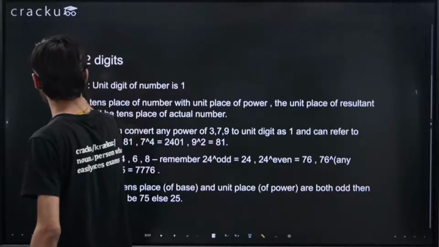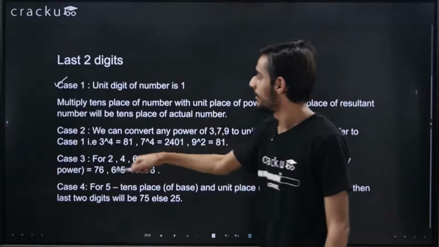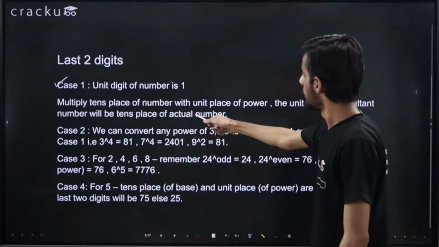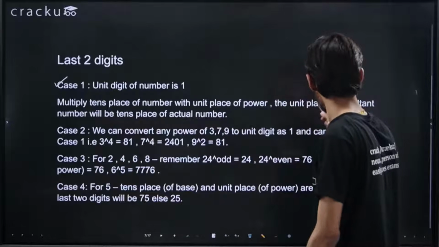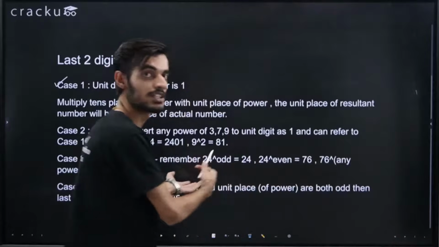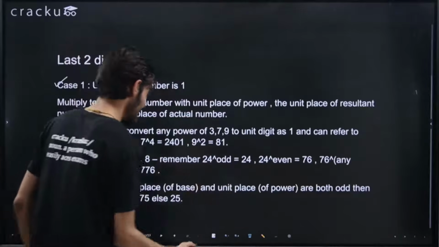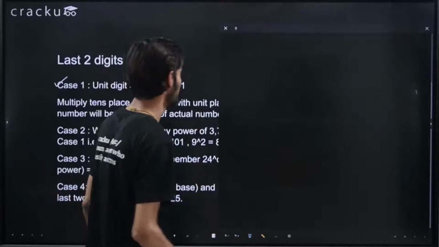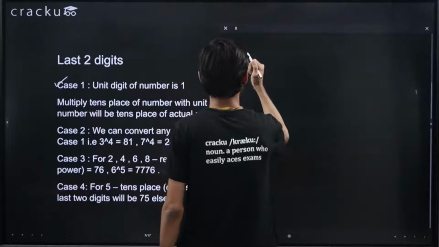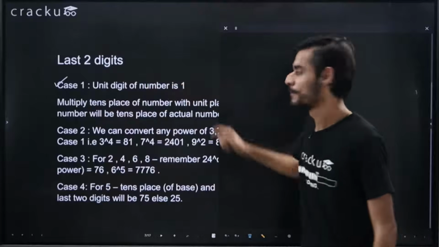Starting with case number 1. If the unit digit of the number is 1, then multiply the tens place of the number with the unit place of the power. The unit digit of the resultant number will be the tens place of the actual answer. I think this must have gone over your head, because a lot is written here. Let's try to take an example and help you with it. So one condition is that the unit digit of the number is 1.